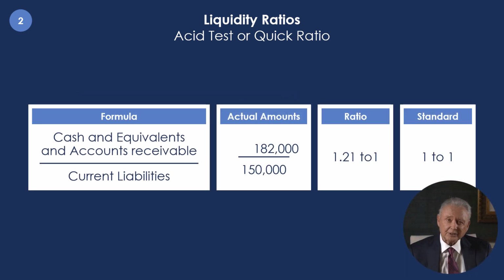Here we have $182,000 in quick assets. Current liabilities, still $150,000. The result, 1.12 to 1. The standard is 1 to 1. That means our quick ratio is above standard. The company's liquidity so far is good.